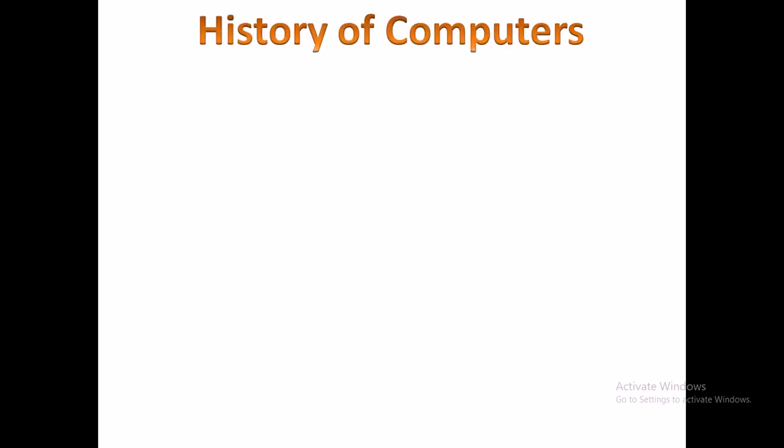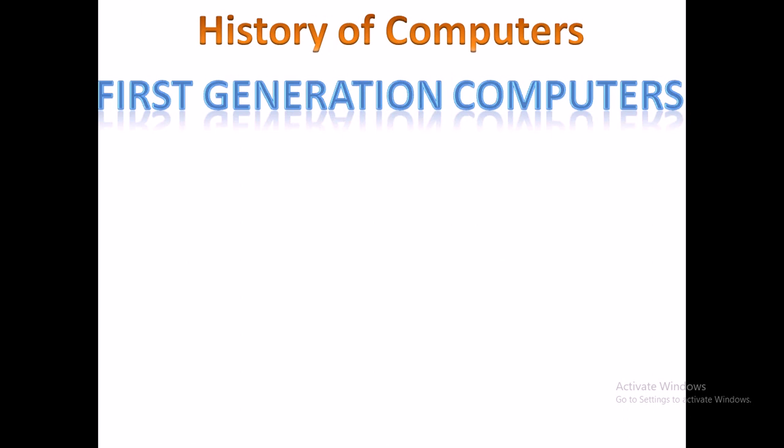Now the era of the first generation comes ahead. The first generation computers were invented around 1920. In the first generation, an electrical device called the vacuum tube was invented. The vacuum tubes brought a tremendous increase in the speed of calculations.